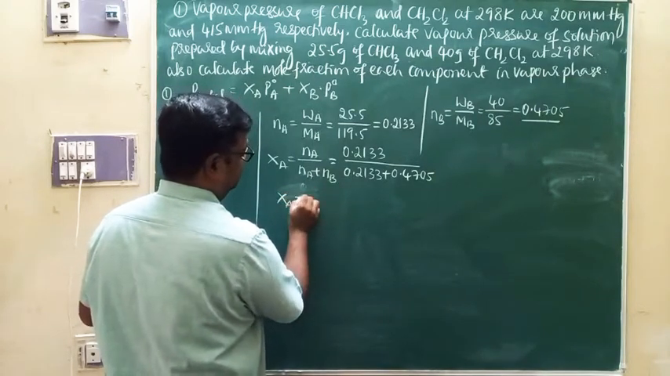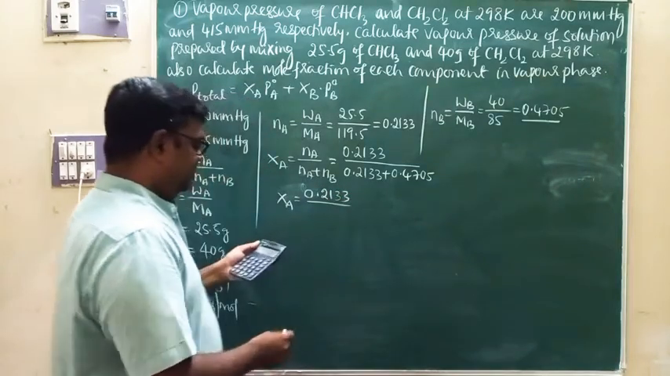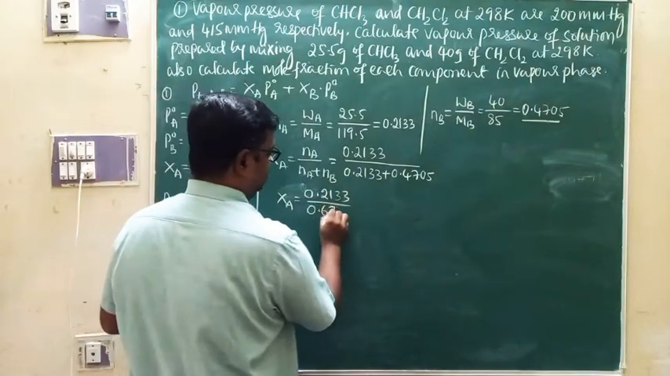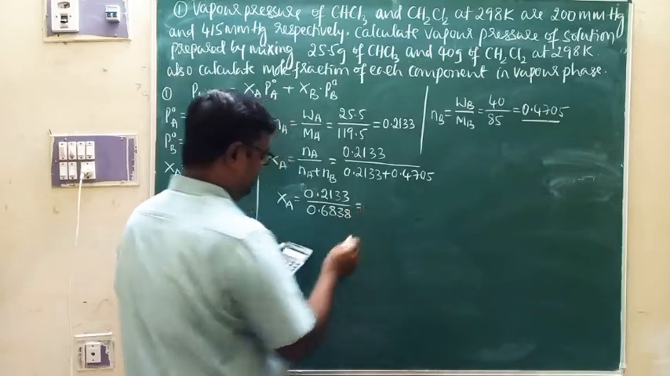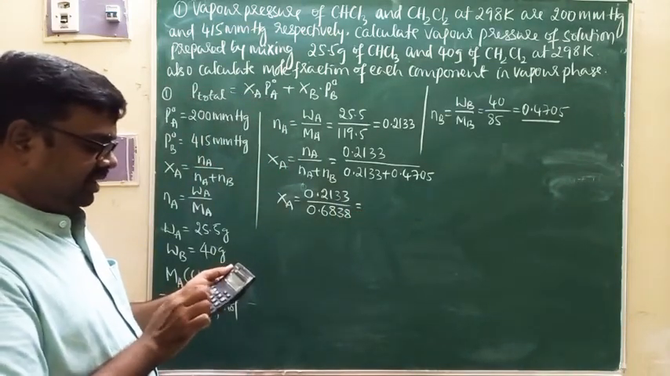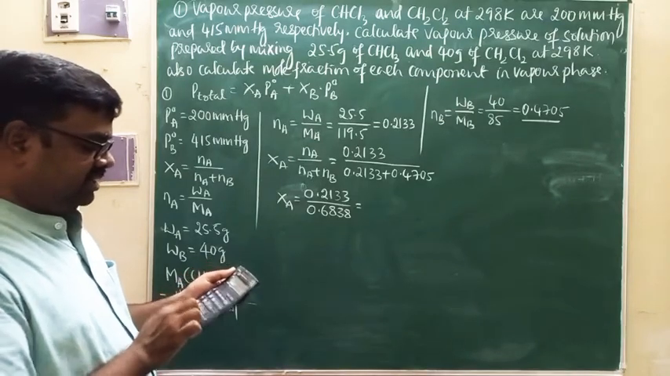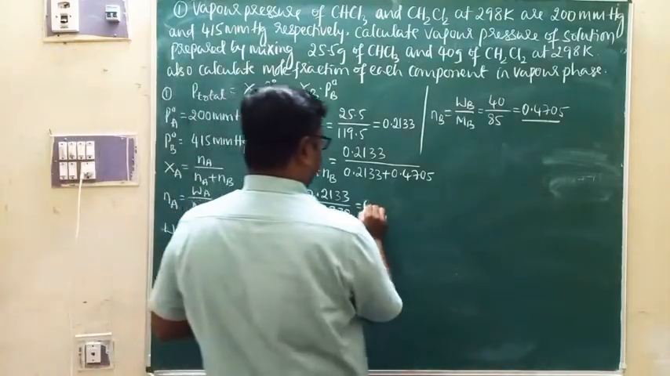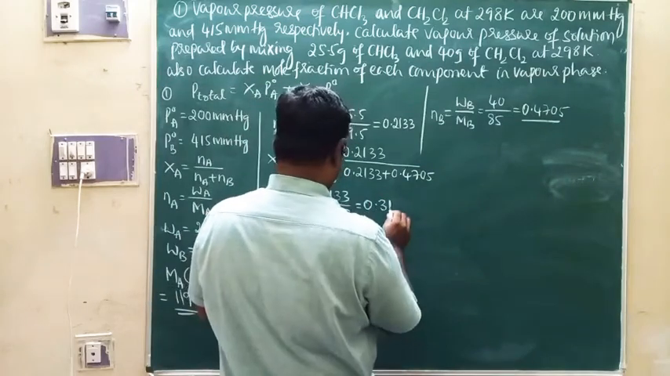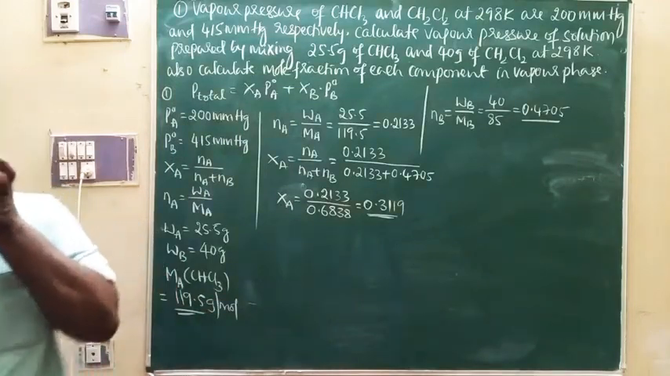XA is equal to 0.2133 divided by 0.6838. We divide and see what we get: 0.2133 divided by 0.6838 comes out to be 0.3119. This is what we call the mole fraction of A.